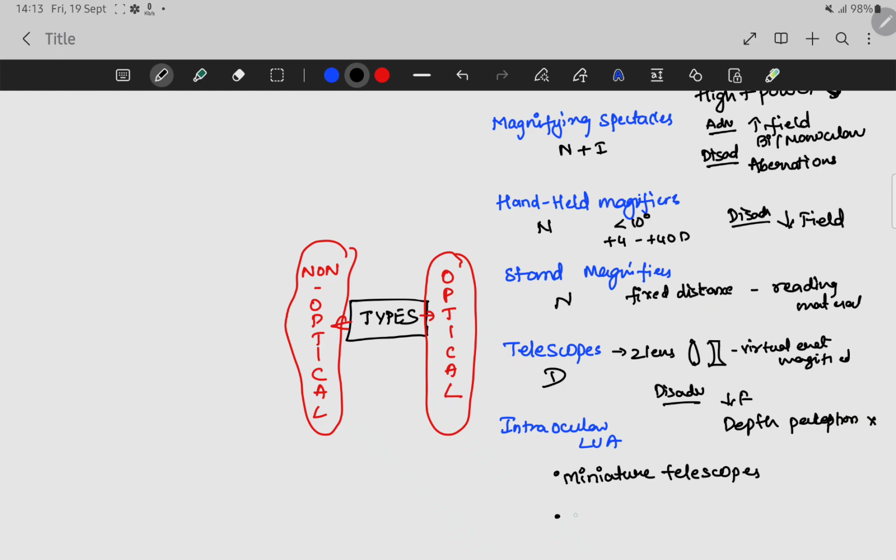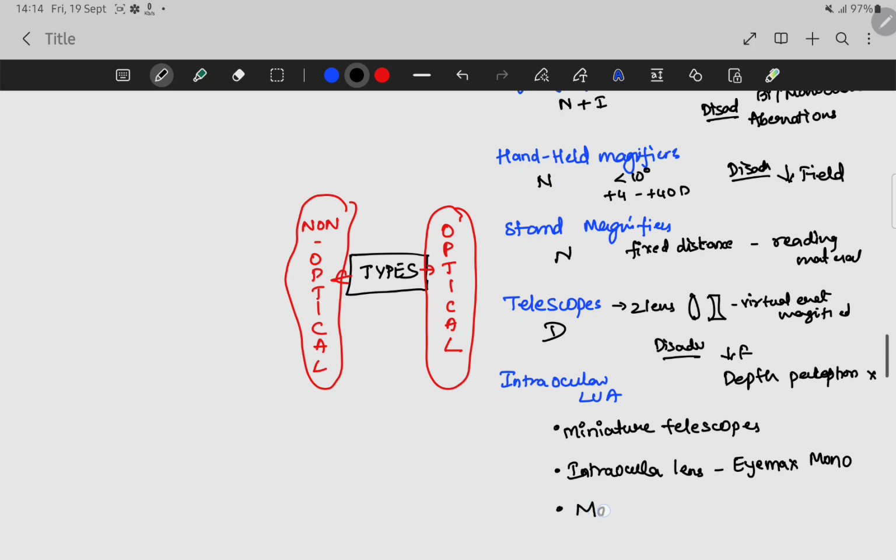Then we have intraocular lens systems, for example IMAX, mono, and we have macular lenses like the Chariot macular lens. This is implanted to magnify parts of the damaged fovea. Okay, so these are intraocular low vision aids.